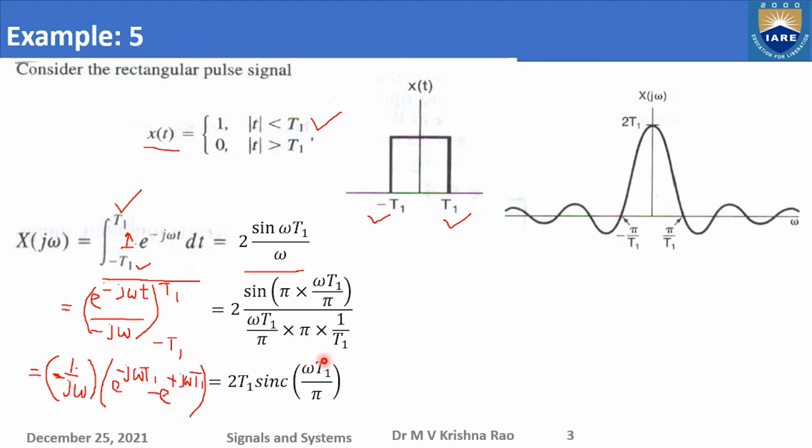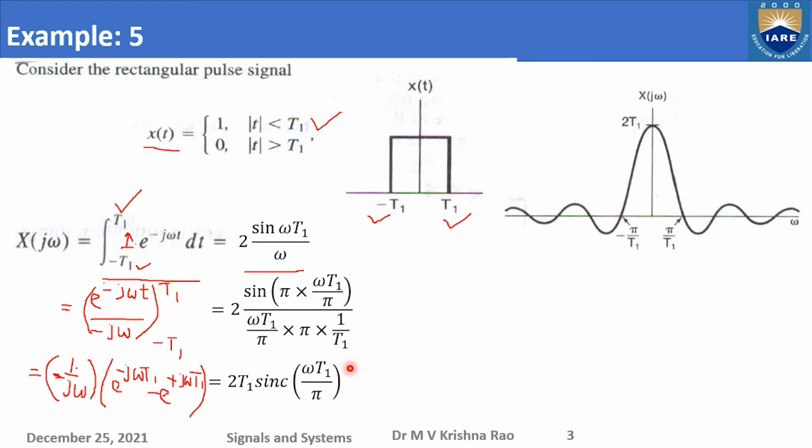That is nothing but the sinc function. You know this sinc function: when I say sinc theta, it is sine pi theta by pi theta. So this is only theta. Okay. And what is its amplitude? 2t1. The amplitude of this sinc function, the maximum amplitude, is 2t1. If we plot this one, we will get this function.